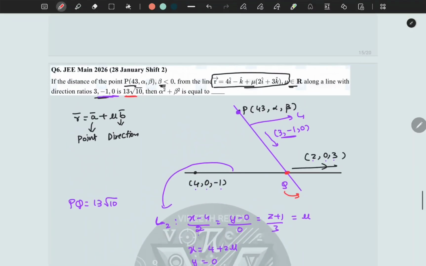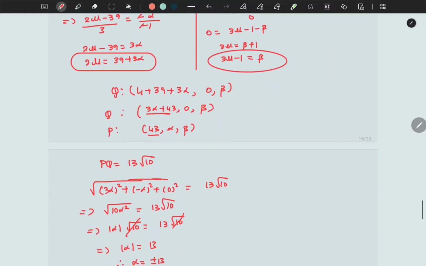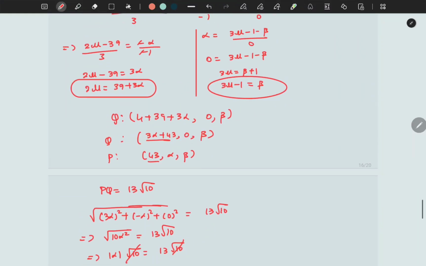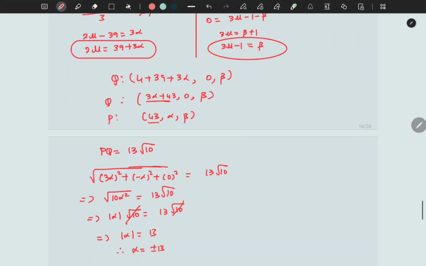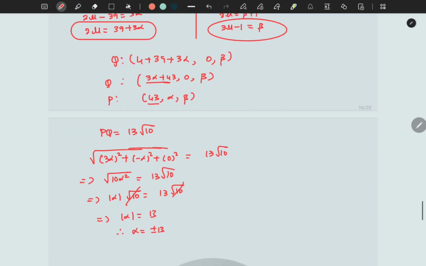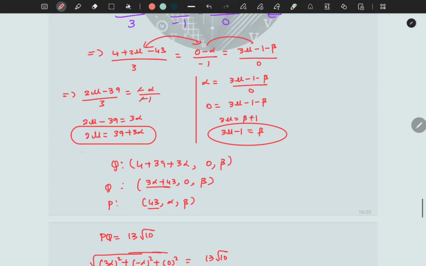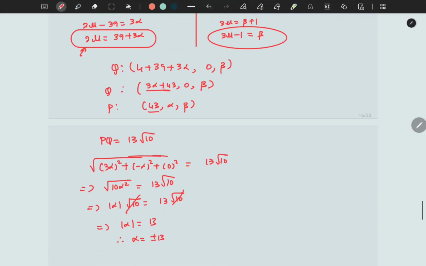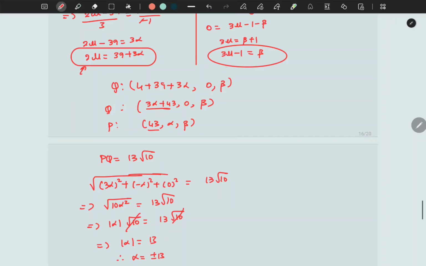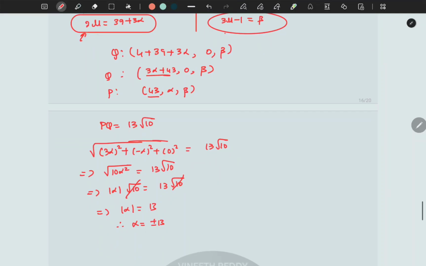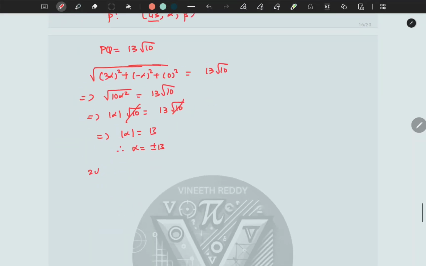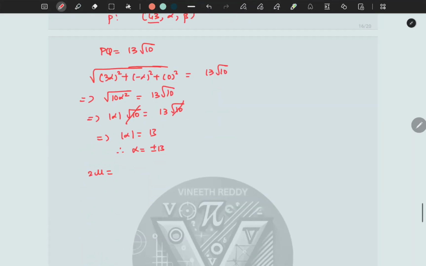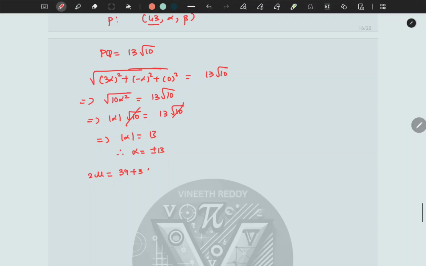Now I think he is telling that beta is less than 0, right? So we'll do one thing. For that we'll try to identify the relation between alpha and beta. For that we have to introduce mu now. Beta is 3 mu minus 1. That means mu should be negative, for if mu is negative, then beta is negative. Okay, we'll do one thing. We will write this part: 2 mu is equal to 39 plus 3 alpha.